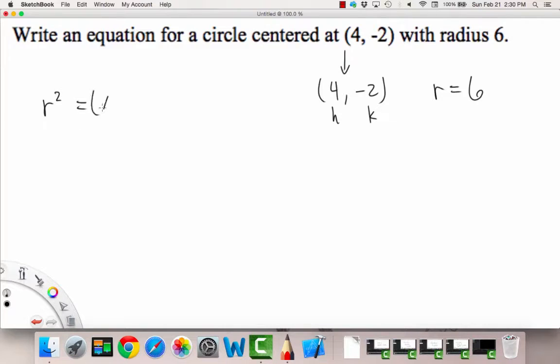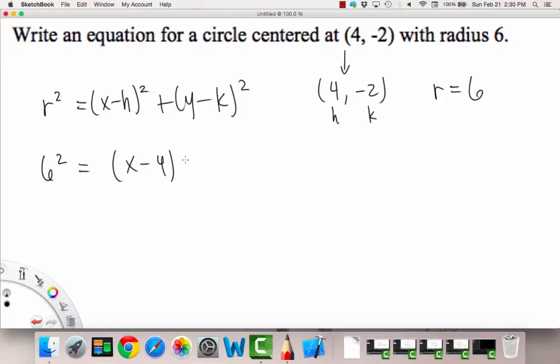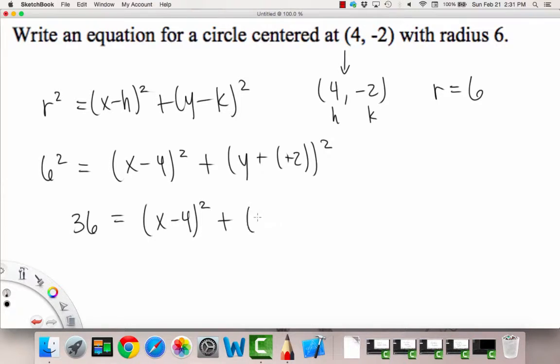r squared is equal to (x minus h) squared plus (y minus k) squared. So we have 6 squared is equal to (x minus 4) quantity squared plus (y minus -2) quantity squared. So these ones change to positive, and we can finally write our equation for the circle: 36 is equal to (x minus 4) quantity squared plus (y plus 2) quantity squared. Okay? And it's as simple as that.